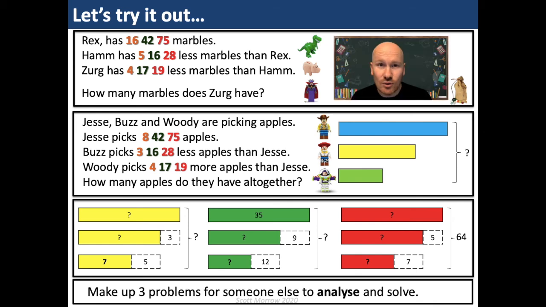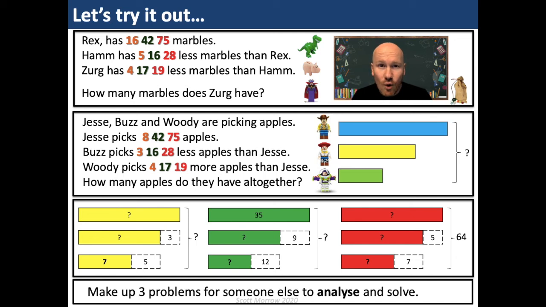And the last question looks really tricky. In this case, we don't know any of those parts. All we know is we've got a difference of 5 between the largest part and the middle part, and a difference of 7 between the middle part and the smallest part. We know the whole amount is 64. Can you work out any of those parts?